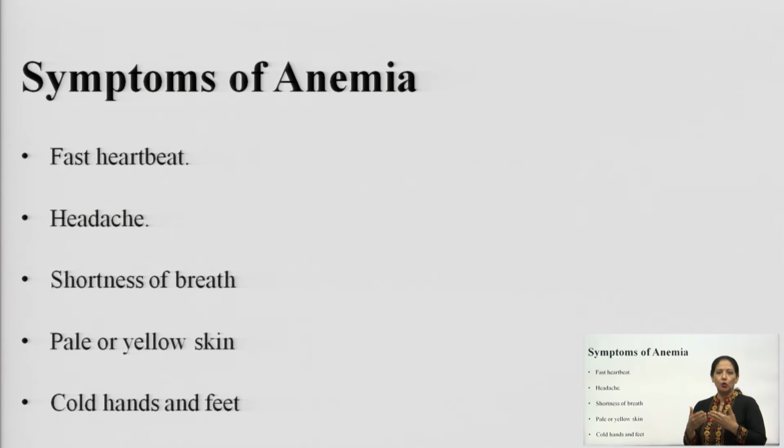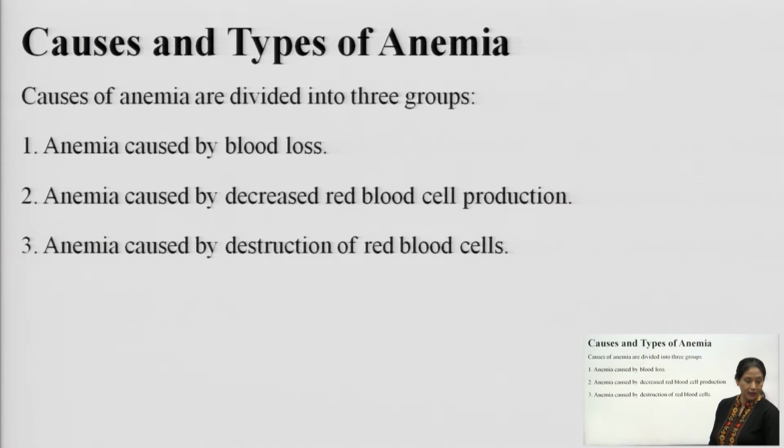Cold hands and feet are due to the low level of oxygen, because oxygen is required for the formation of ATP. If the oxygen level is low, then ultimately the ATP level is low in the blood. So the person may feel cold hands, cold feet, or be sensitive to cold. So these are the common symptoms of an anemic person.